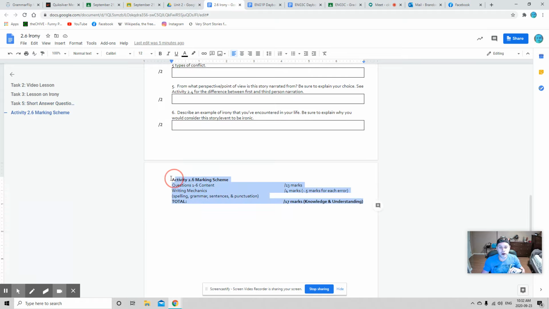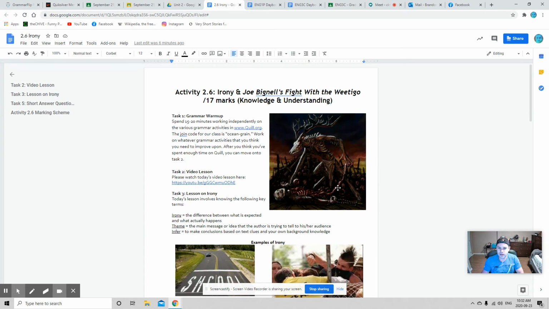All right, so here's a marking scheme for today's questions. You get 13 marks for questions 1 to 6, and then another 4 marks for spelling, grammar, and punctuation. So the more errors you have, the more marks get taken off. But if your writing is done well and is clear and easy to understand, you can get 4 marks for that. And in total, it'll be out of 17.